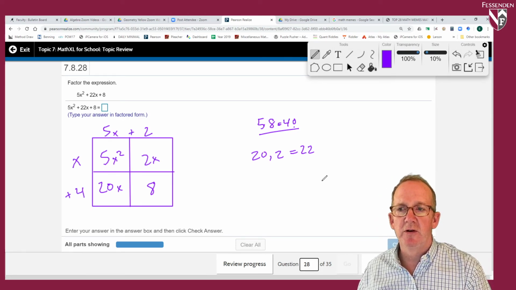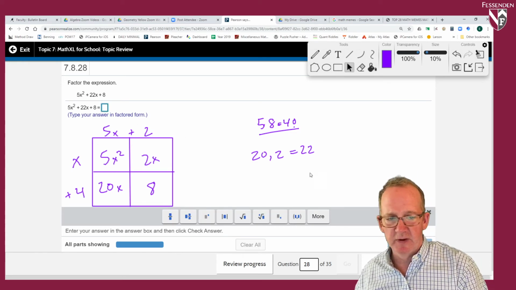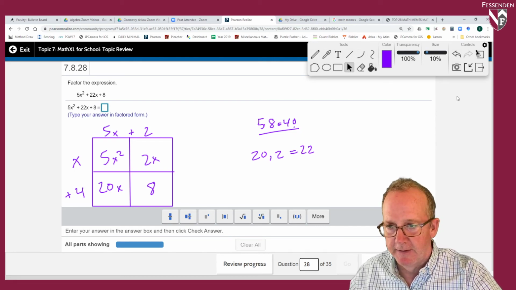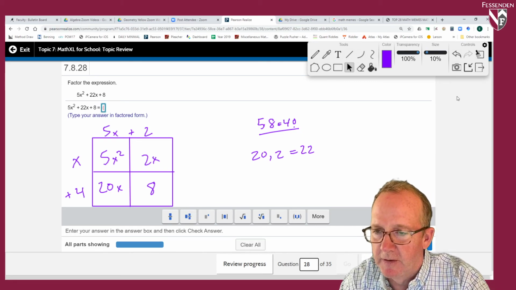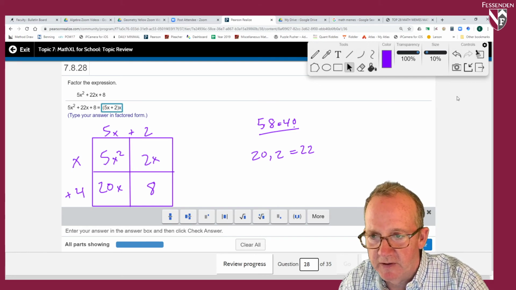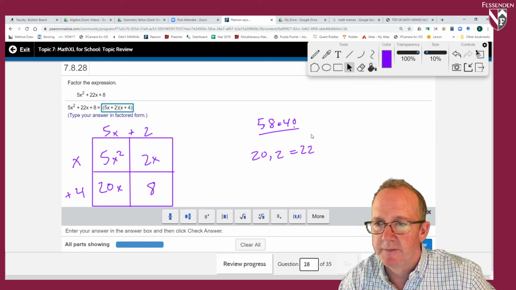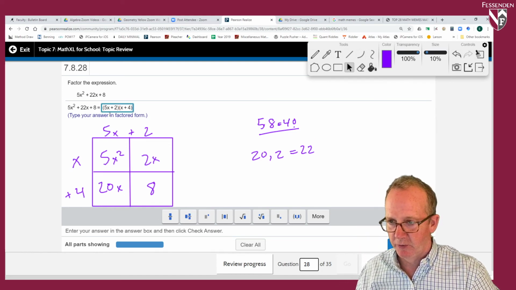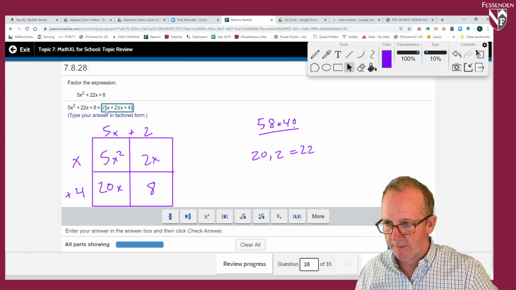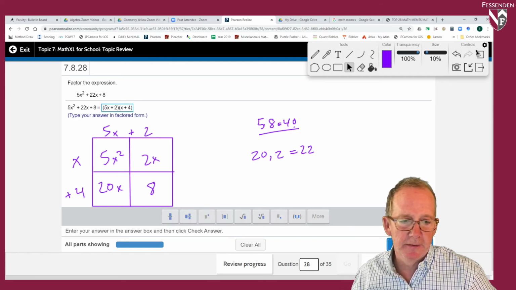Hope that works for you. I think that's the best way to do it, is that AC method we talked so much about. And so this is going to be 5x plus 2 and x plus 4. Foil it, see if it works. I think it does. 2x and 20, yep.